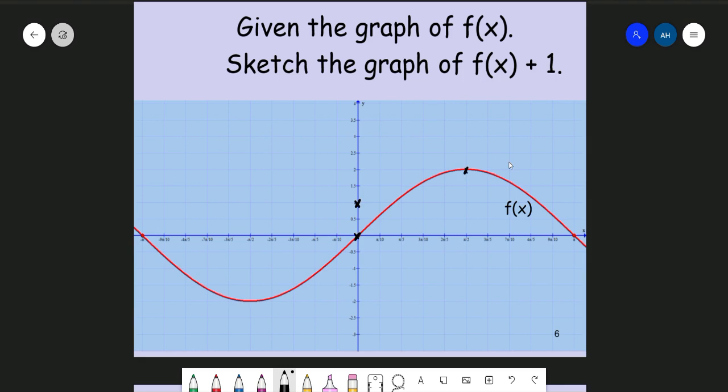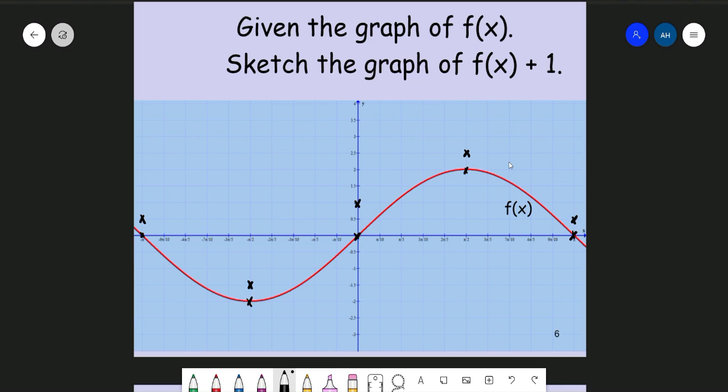Now this point, that is (pi over 2, 2), if we move 1 unit upwards, it will be that point. Now let's see this point, (negative pi over 2, negative 2). If we move it 1 unit upwards, it will be somewhere here. Now how about this point? Negative pi, 0. If we move (negative pi, 0) 1 unit upwards, it will be at this position. How about this one? (pi, 0) will be at this point if we move 1 unit upwards.